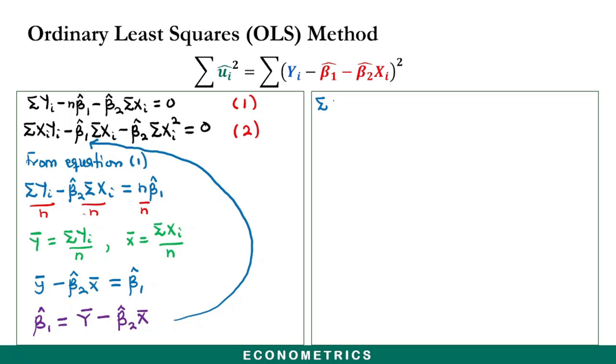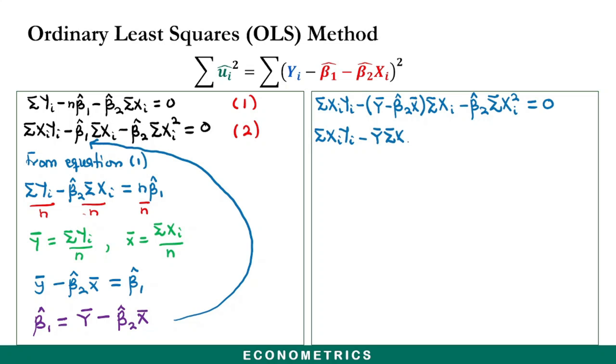It's going to be sigma xi yi minus, now beta 1 hat is the mean of y minus beta 2 hat mean of x, and this is multiplied by the sum of xi, minus beta 2 hat sigma xi squared, and this is equal to 0. Now we simply multiply through by this sigma xi. So we will have sigma xi yi, and then minus y bar multiplying sigma xi. We also have a minus outside the parenthesis, so minus and minus become positive.